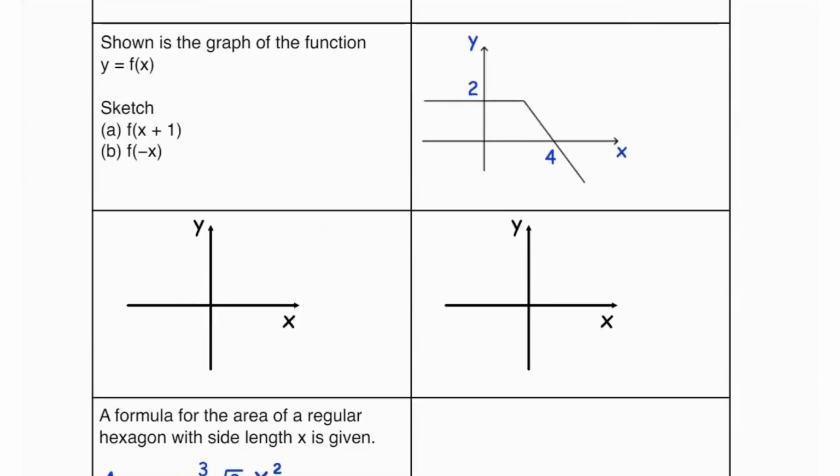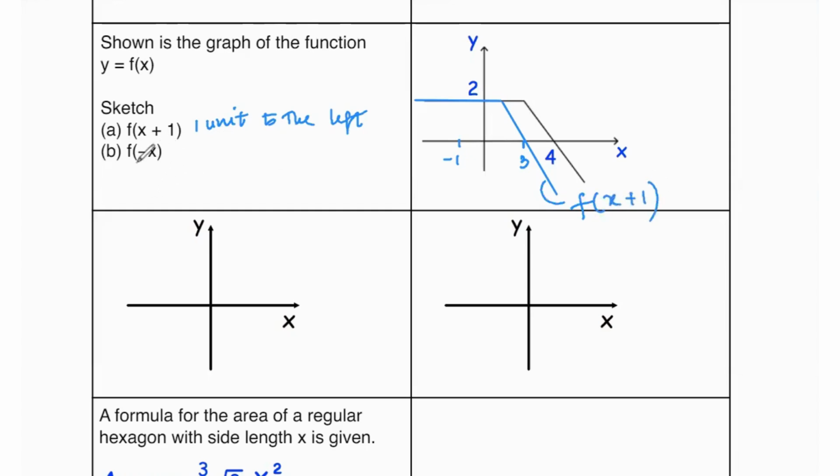Next question says, shown is the graph of the function y equals f of x. Sketch the graph of f of x plus 1 and f of negative x. So f of x plus 1 means we will shift the graph 1 unit to the left. So that means 4 comes at 3 and this 0 comes at negative 1. So it's going to be like this. That is f of x plus 1.